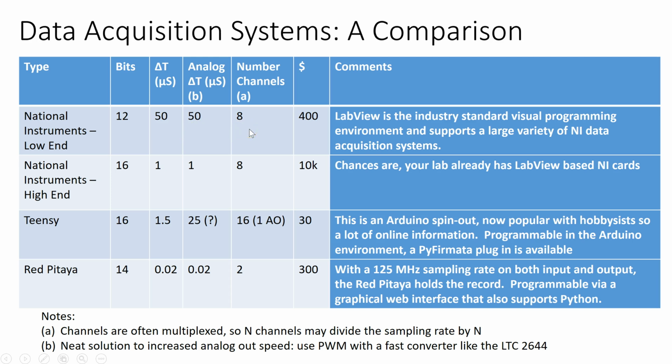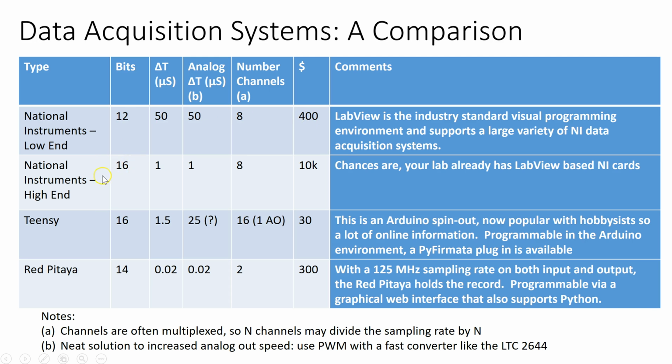These boards have 8 channels. You better check that the channels do not rely on multiplexing, because if they're multiplexing and you're using all 8 channels, you could be down from 10 kilohertz to around 1. The cost of these boards is about $400.